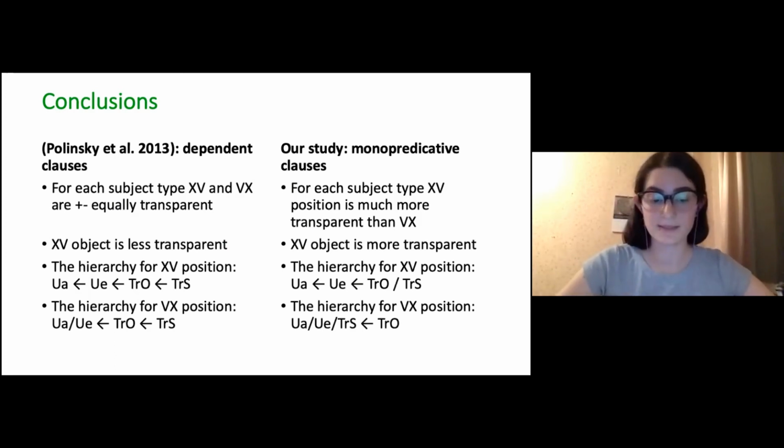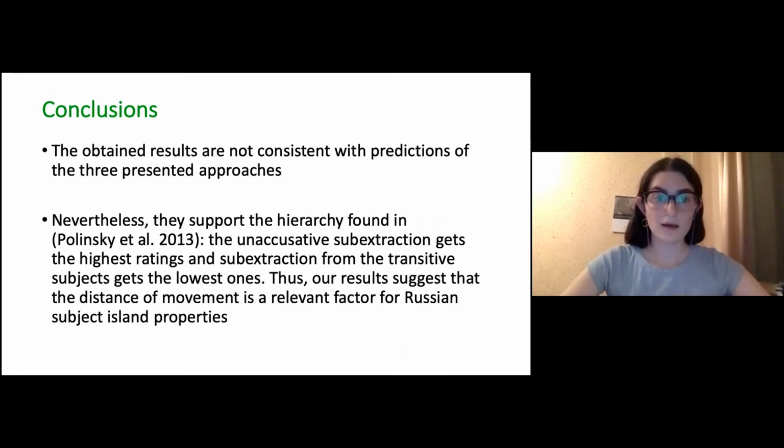And the same thing happens with the high transparency of an object in the preverbal position, which is also quite an interesting result. Also, there are large differences in the hierarchies of transparency for postverbal position. An object in postverbal position stays in situ as a complement of VP, so it should be transparent from the point of view of both the freezing approach and CED. But in our experiment, it shows the lowest degree of transparency. The obtained results are not consistent with predictions of the three presented approaches. Nevertheless, they support in general the hierarchy found in Polinsky. The unaccusative subextraction gets the highest ratings, and the subextraction from the transitive subjects gets the lowest ones.